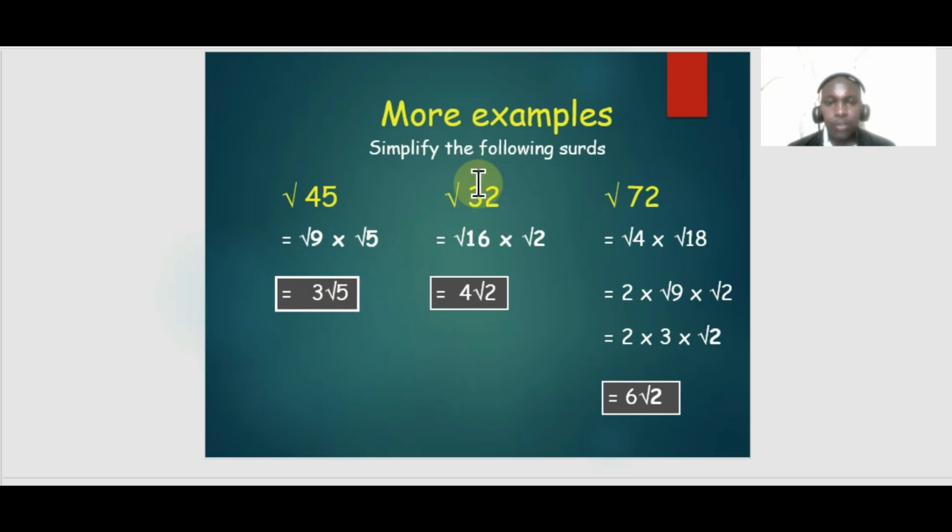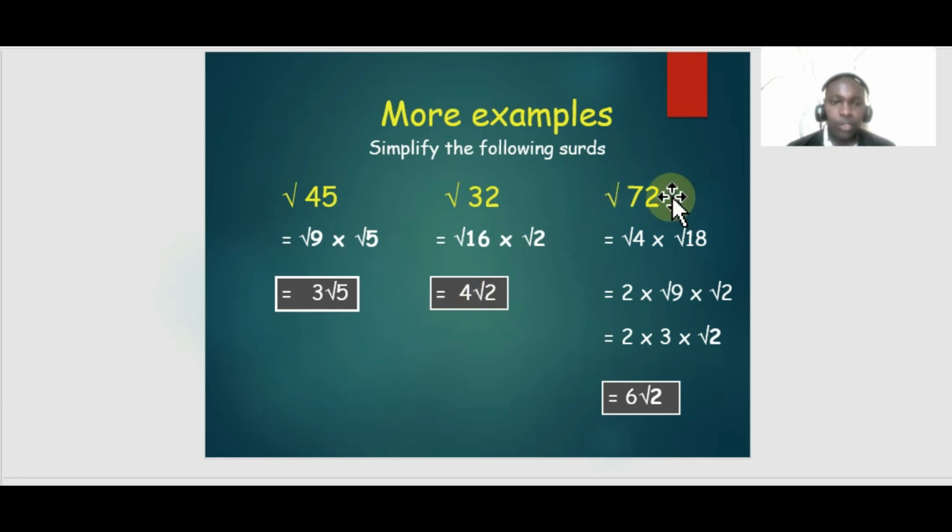32, the square root of 32. Break down 32 into two numbers, whereby one of them must be a perfect square or square number. So 16 times 2 will give us 32. So we get the square root of 16 times the square root of 2, and the square root of 16 will give us 4. The square root of 2 will give us root 2. So we leave the answer as 4 root 2.